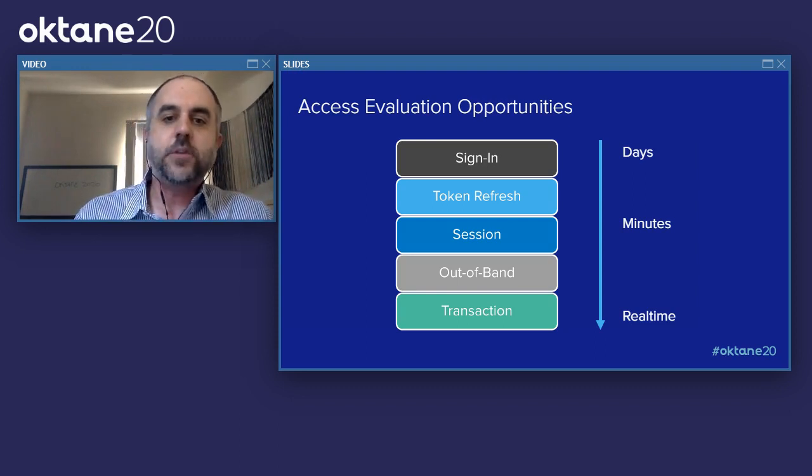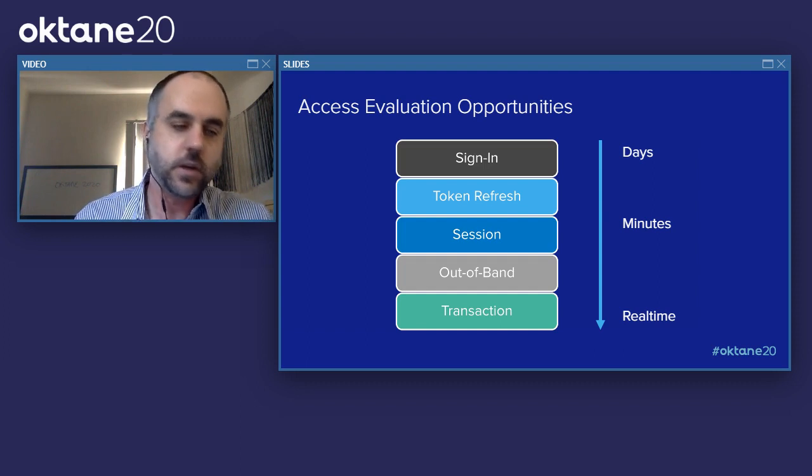So let's look at the opportunities we have to evaluate access in a life cycle. The first one we've talked most about is sign-in. That's where the IDP does most of its access control today. And that is a fairly decent coarse-grained control model for a decision that should last for hours to days from a security perspective. Going down the stack, the next level of opportunities is the ability to reevaluate access when one of those OAuth tokens is refreshed or when a session is evaluated.